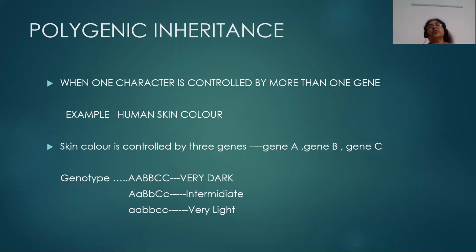Now, if 3 genes are controlling the human skin color, there will be 6 alleles, each gene having 2 alleles. Now you can see over here, I have mentioned, if the combination comes as capital A, capital A, capital B, capital B, capital C, capital C, all the 6 alleles are capital, then the person will be very dark. If all the 6 alleles are small, recessive, then the person will be very light. And if it is 3 capital, that is 3 dominant and 3 recessive, then it will be intermediate.